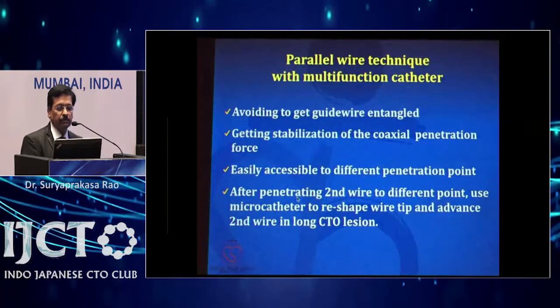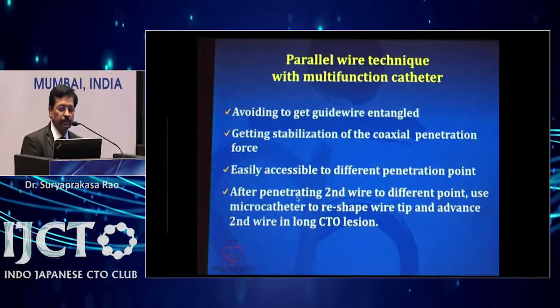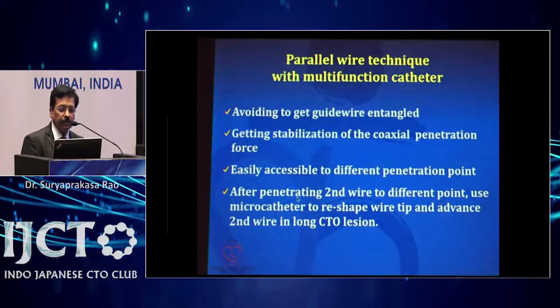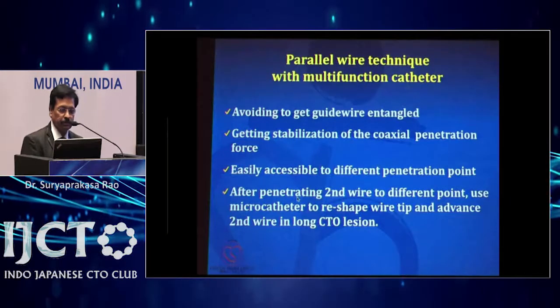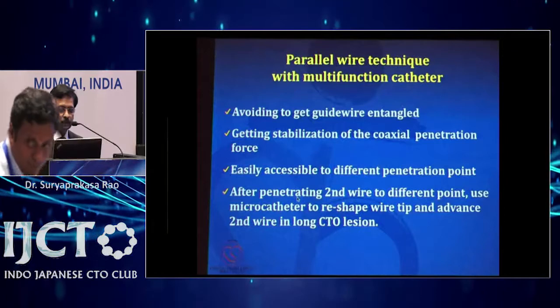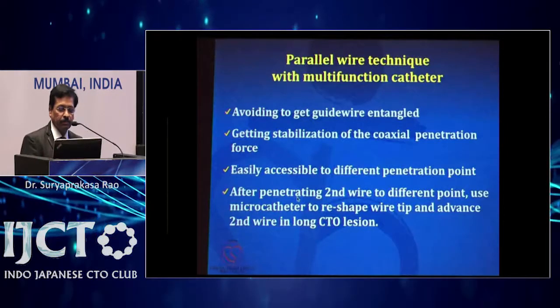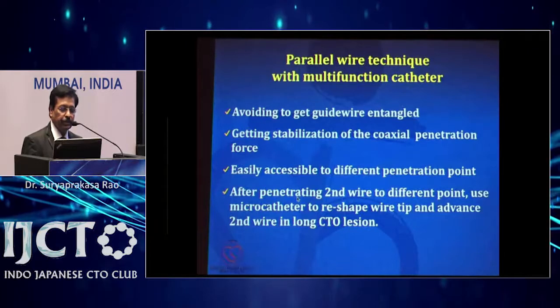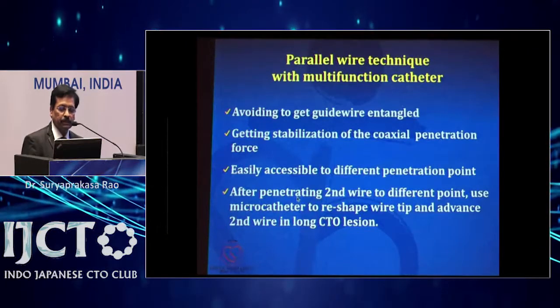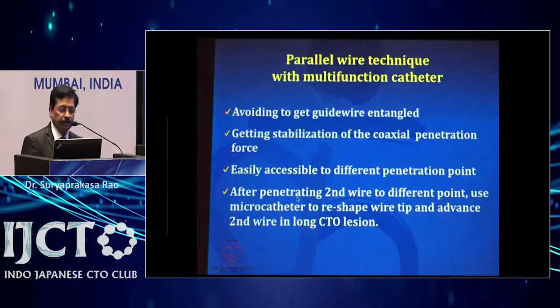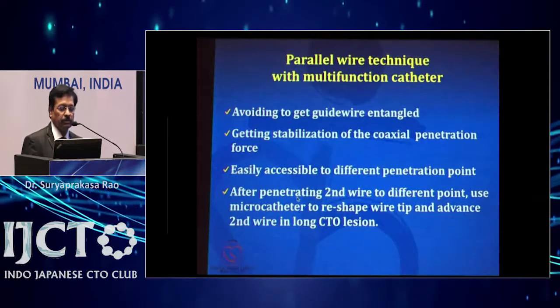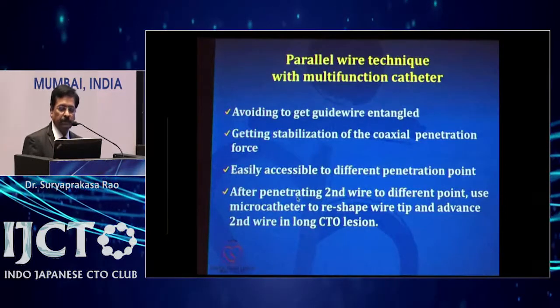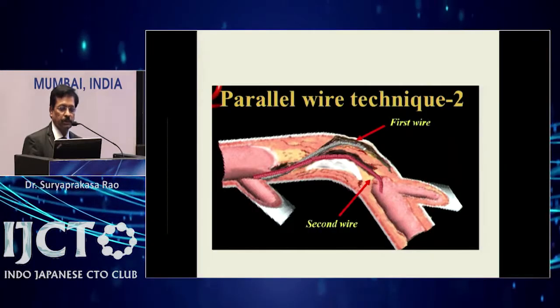If you use it with the support catheter, you can avoid guide wire entanglement, which is very important, and the penetration power is more. You can also always reshape the wire tip using the microcatheter and advance the second wire into the long CTO lesion. So this is the advantage if you use it with the microcatheter.